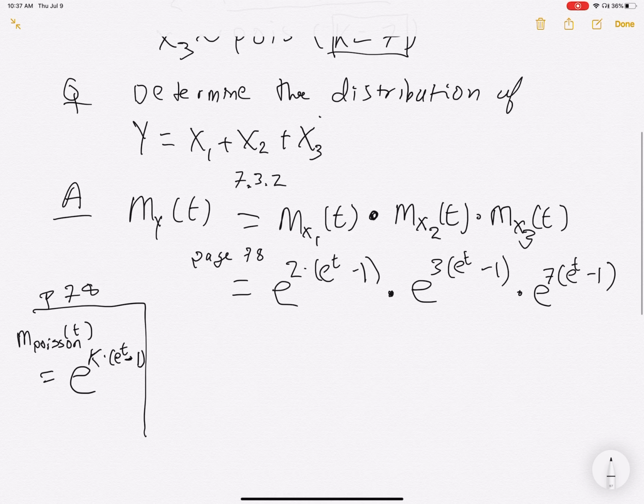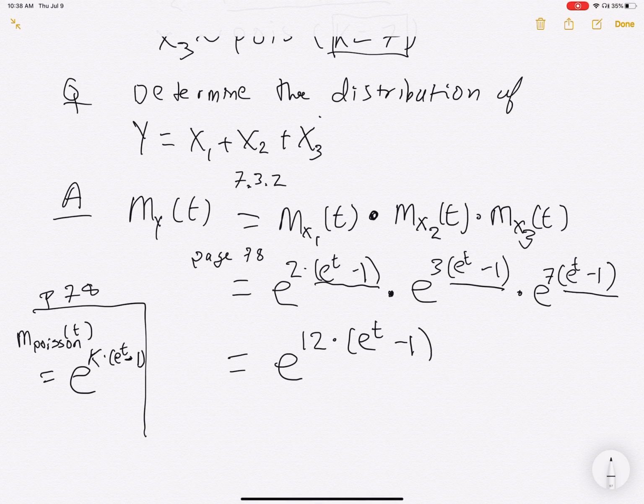And just by using algebra, I can combine all these. They add. So I'm going to get e. They all have the same thing that they're being multiplied by, namely this (e to the t minus 1) is common in all of them. So when I add them, I'm going to get 2 plus 3 plus 7 is going to be 12 times (e to the t minus 1).